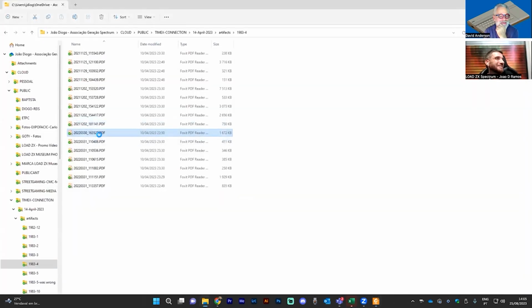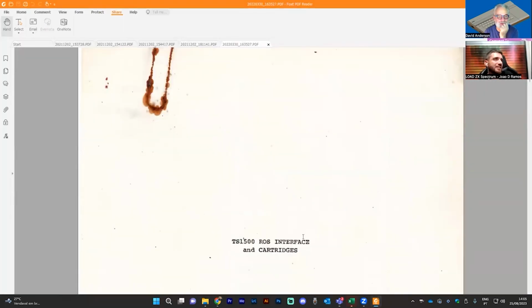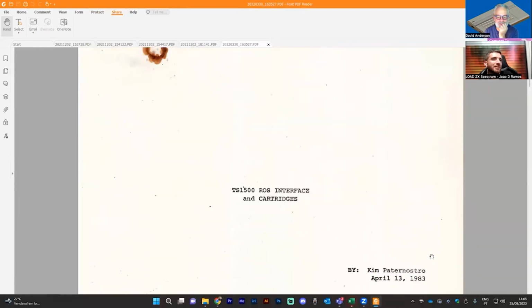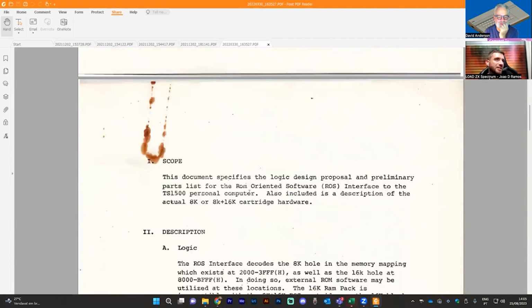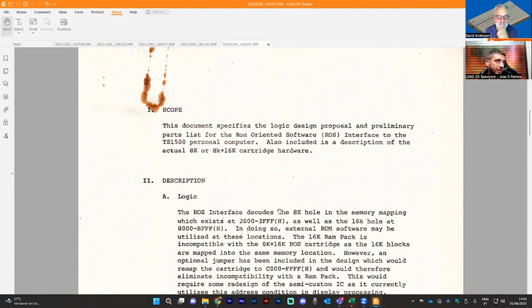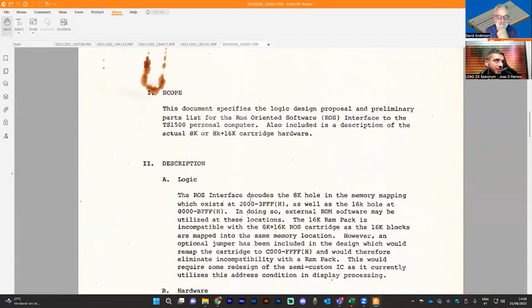Okay, what else? Oh, ROM interface and cartridges. Paternostro, April 13. Logic design proposal and preliminary part is for the ROM oriented software interface to the TS. Now, is it the 1510, the card reader? Yeah, 1510. Also included is a description of the actual 8K or 8K plus 16K cartridge hardware. So they had different cartridges.